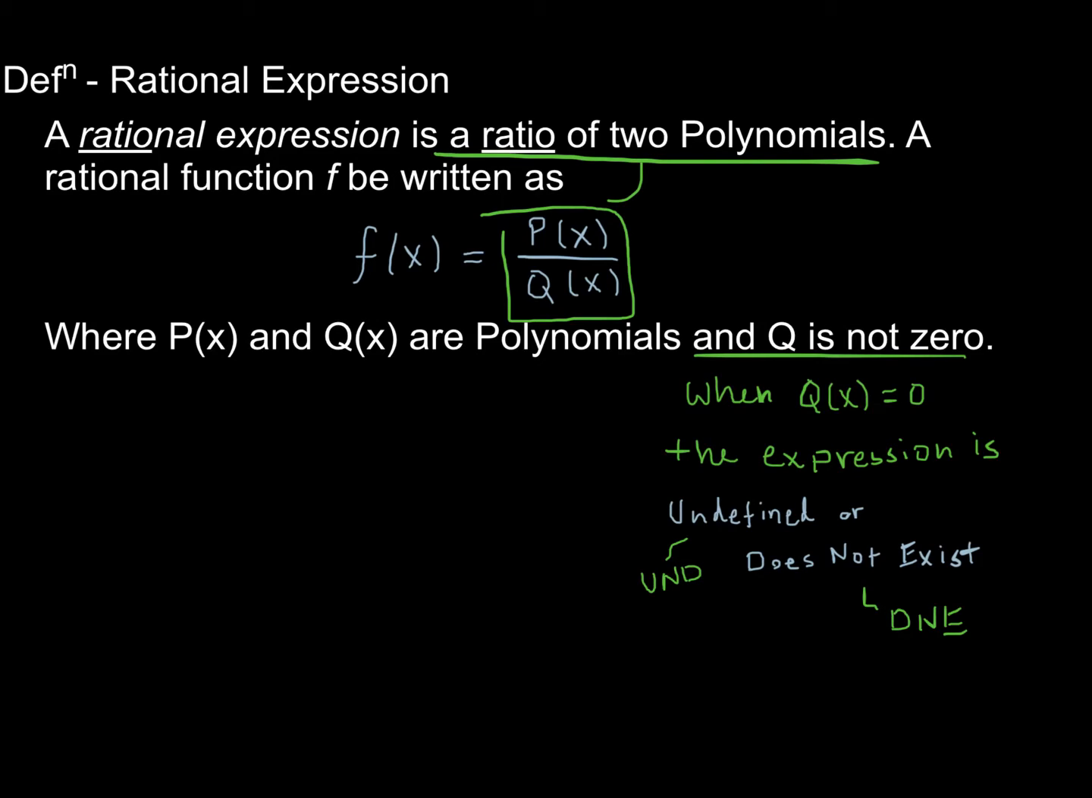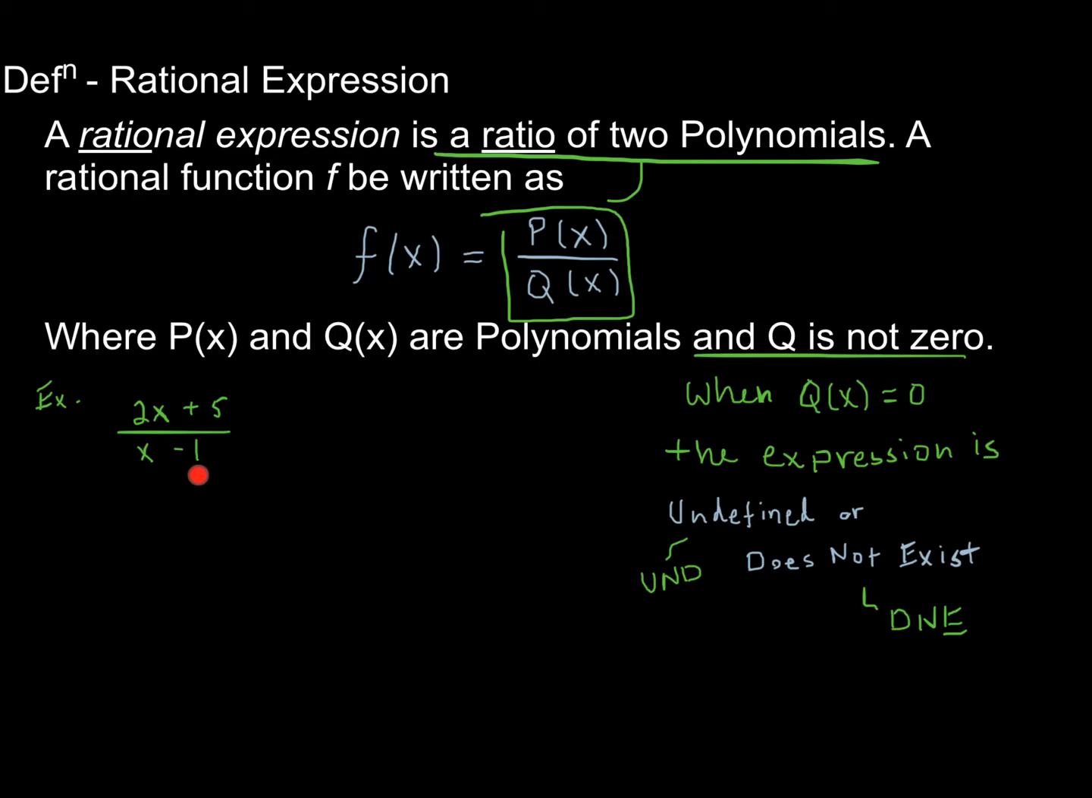Let's take a look at a couple of examples of some rational expressions. Okay, take a look at this expression here. This is a rational expression. Why? Think about that. Why is this a rational expression? Well, looking at the definition, a rational expression is a ratio of two polynomials. This is a polynomial of degree 1, this is a polynomial of degree 1, and it's a ratio between the two of them, so this is a rational expression.